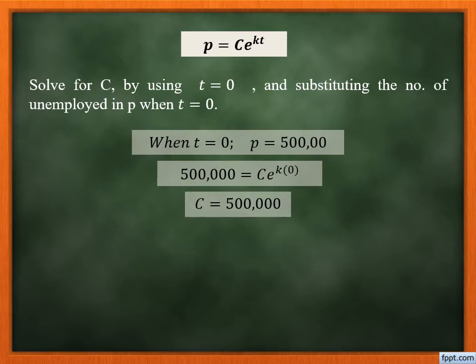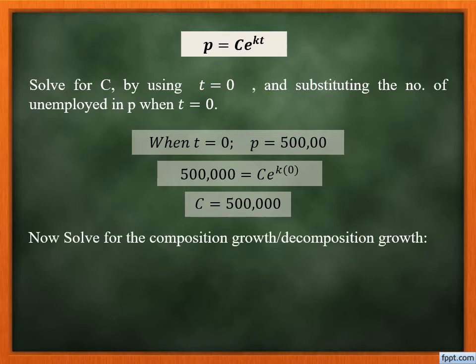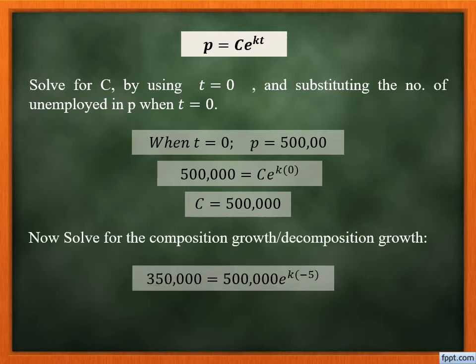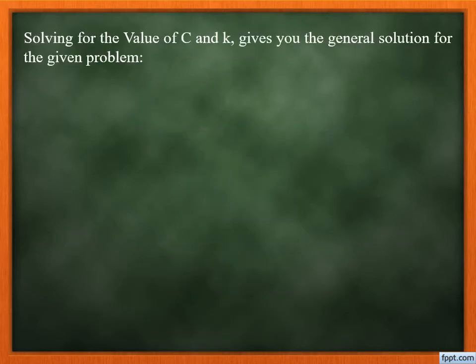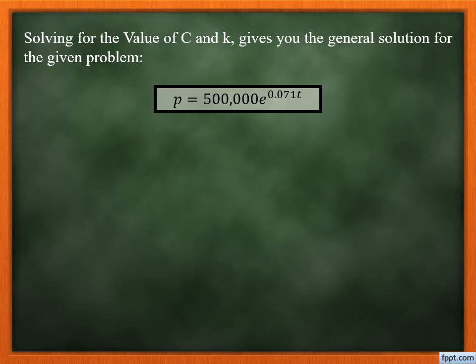And then, attaining C, we can also now solve for our k by using the second given condition, in which we have 350,000 as population and our time is 5 years ago. Substituting that to the formula, we will have our k as 0.071. Attaining the value for C, we can now proceed to the general solution for the given problem, and that is P is equal to 500,000 times e raised to 0.071t.